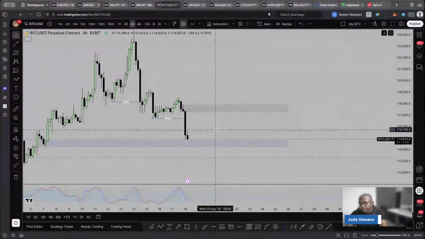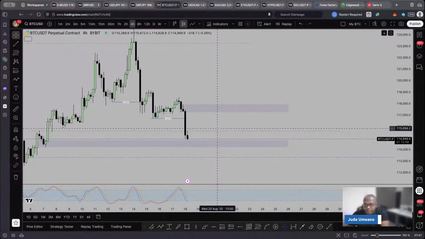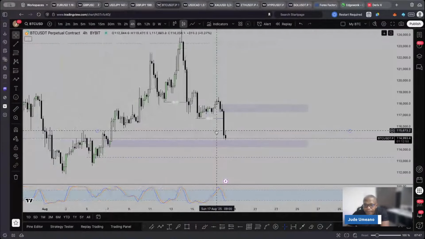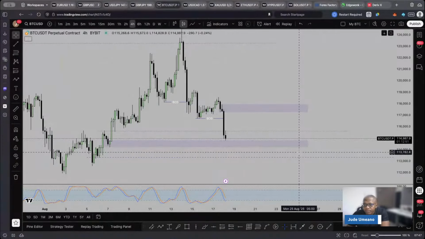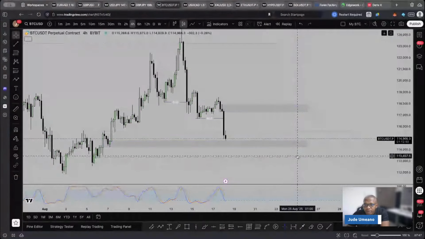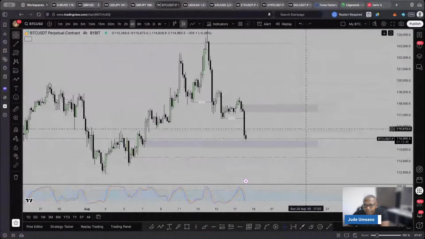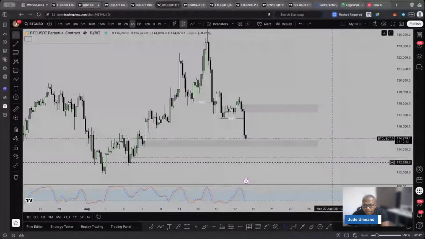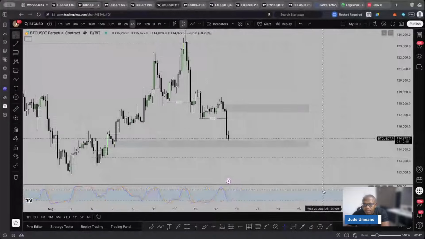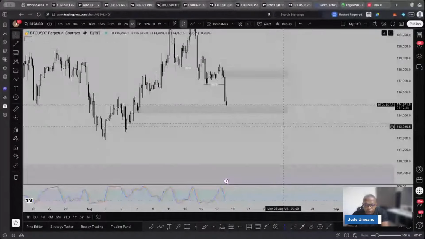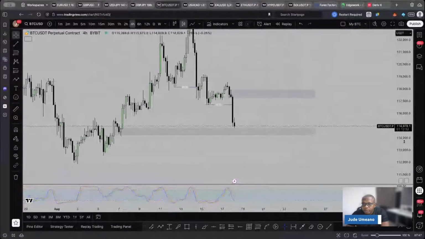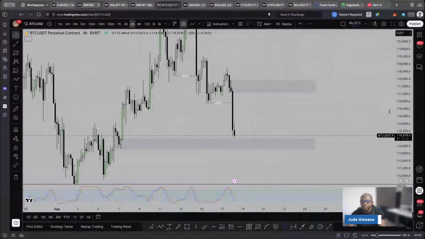So for Bitcoin on the short time frame, maybe 4 hourly, I'm being quite bearish. I'm going to go ahead and remove this. I'll also remove this one. So let's go to the 1 hour and see what trade we are looking at.